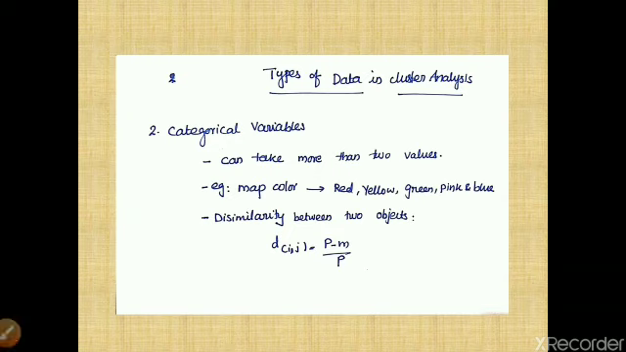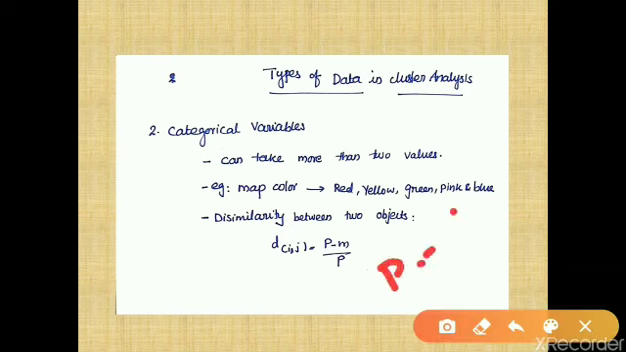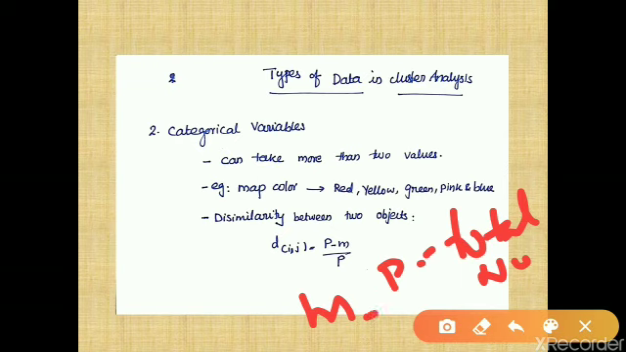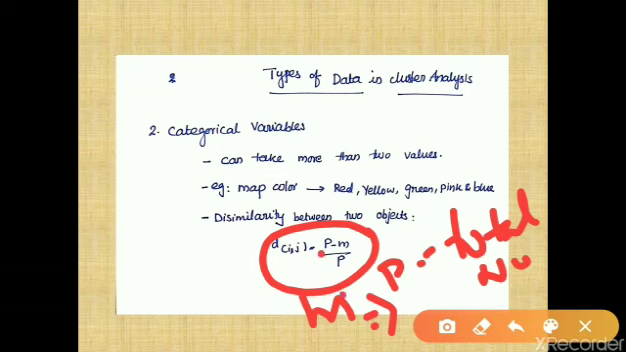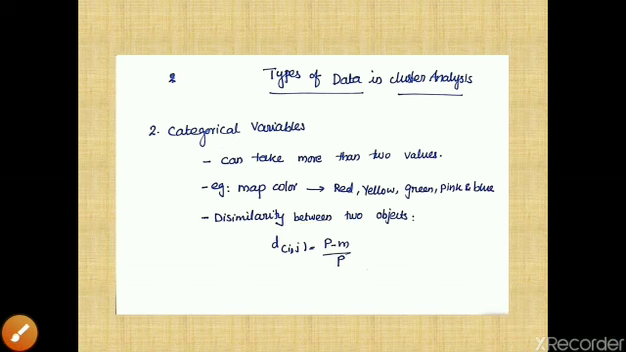The next point to notice is dissimilarity between objects. Dissimilarity is defined by d(i,j) = (p - m) / p. Here p is the total number of variables present, and m is the number of matches. We have to find how dissimilar an object is from another object, and in order to find the dissimilarity, we use this equation (p - m) / p. So that's all about the categorical variable.